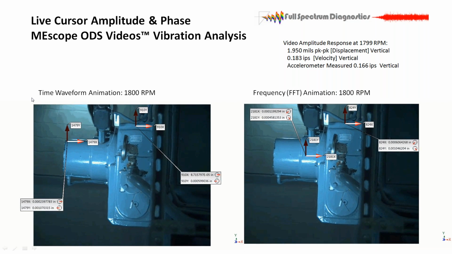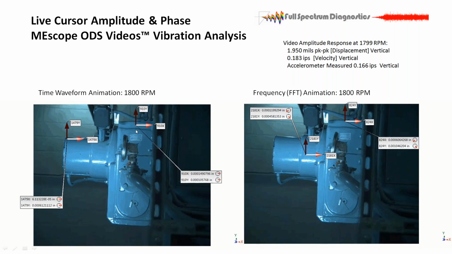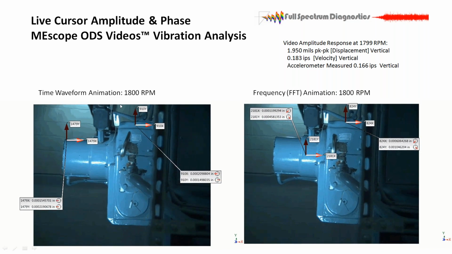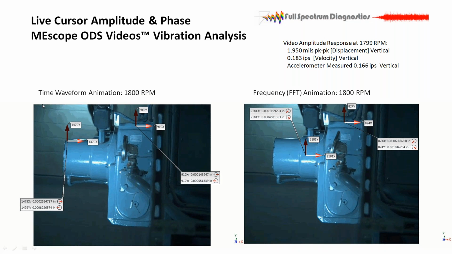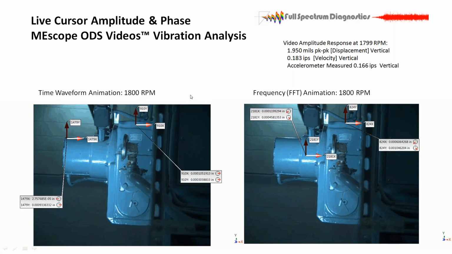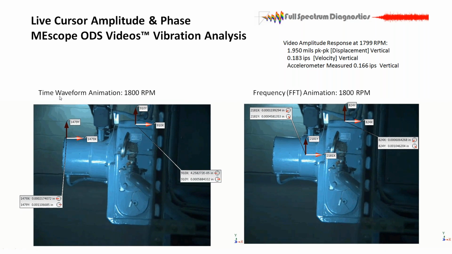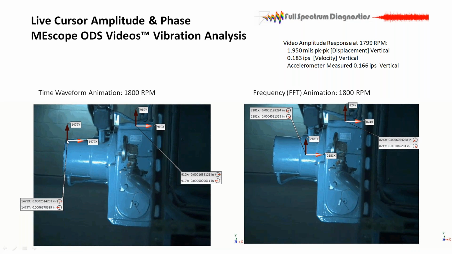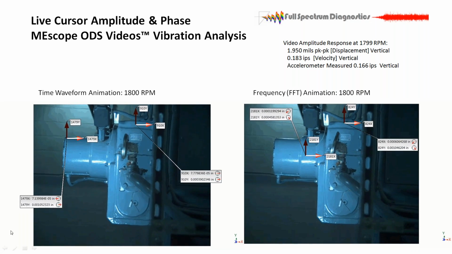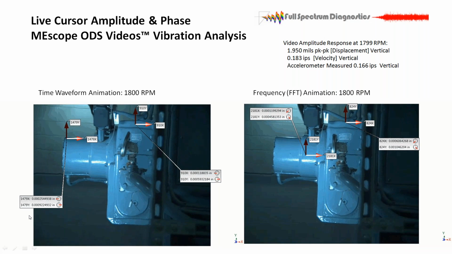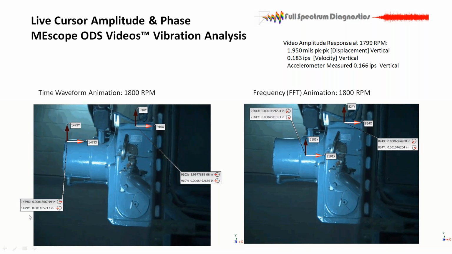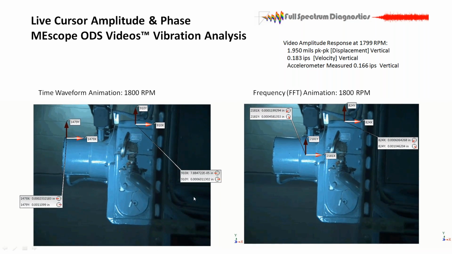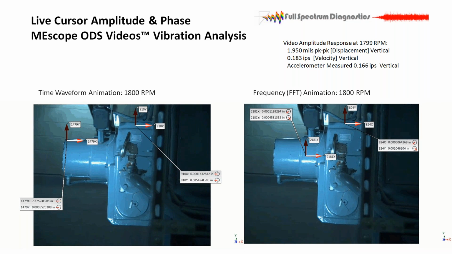This is a time waveform animation at 1800 RPM. So we've extracted a single frequency out of the data, FFT'd it from the time waveform, found a frequency, backed it out, and inverse FFT'd it back into the time domain. We selected a couple of points, and we can see the X and Y data on each point. This is fluctuating quite a bit because it's a time waveform, going from maximum positive to maximum negative and back and forth.